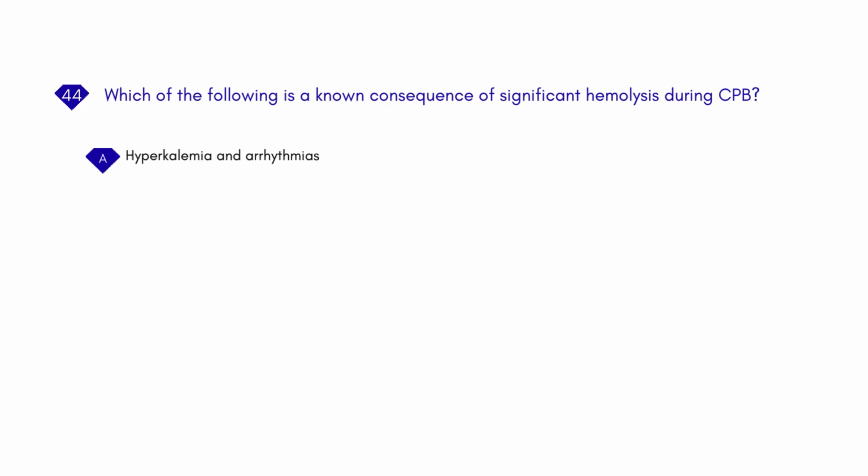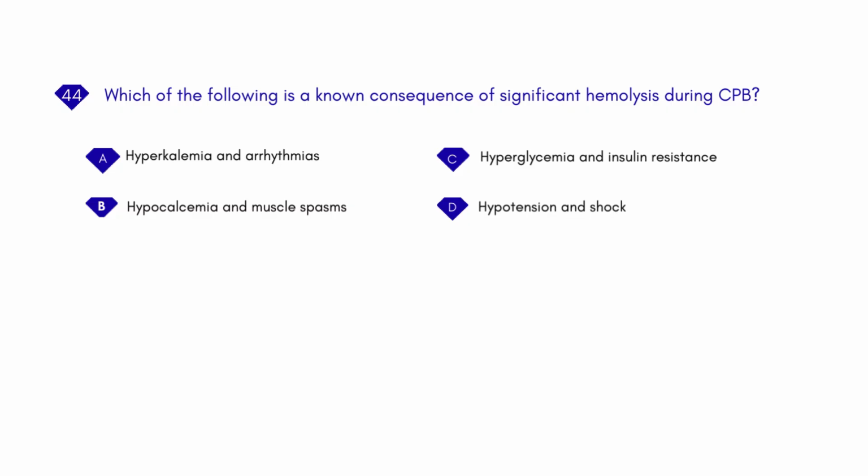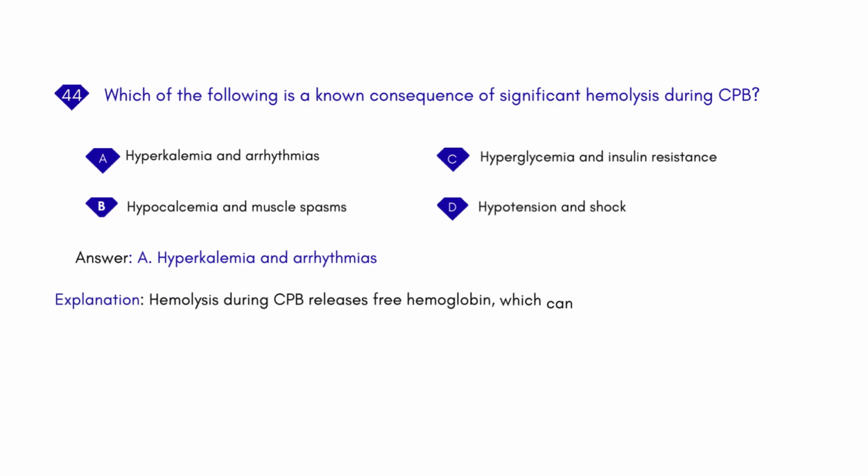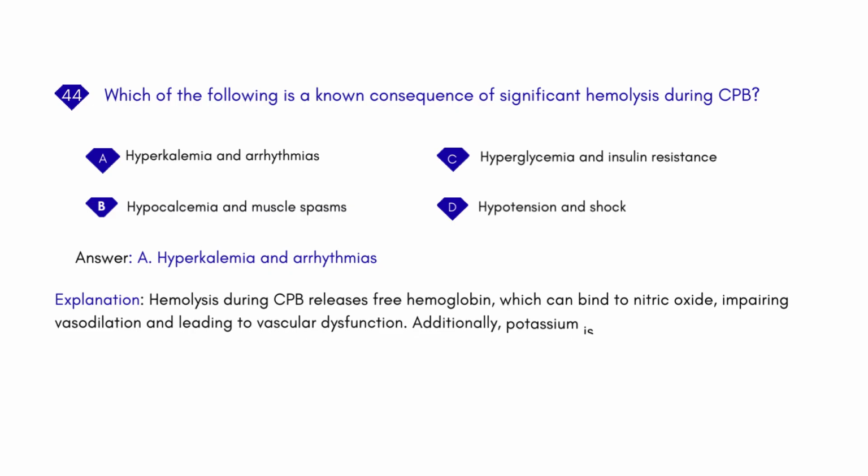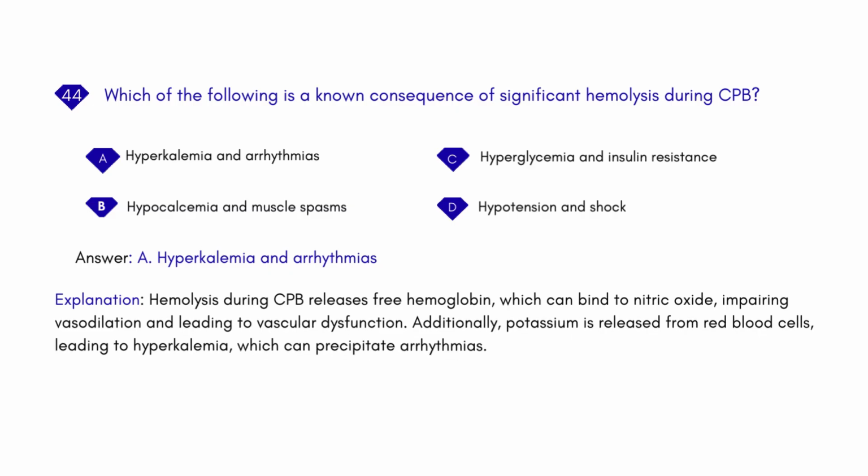Which of the following is a known consequence of significant hemolysis during CPB? A. Hyperkalemia and arrhythmias. B. Hypocalcemia and muscle spasms. C. Hyperglycemia and insulin resistance. D. Hypotension and shock. Answer: A. Hyperkalemia and arrhythmias.